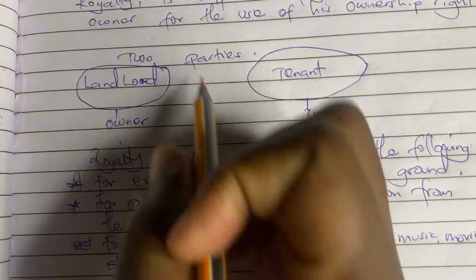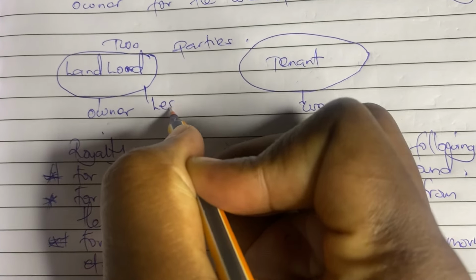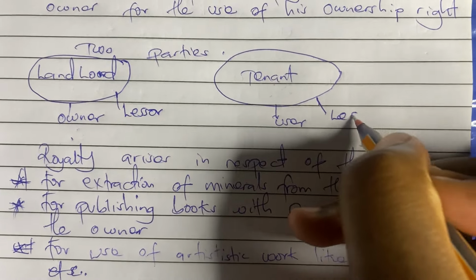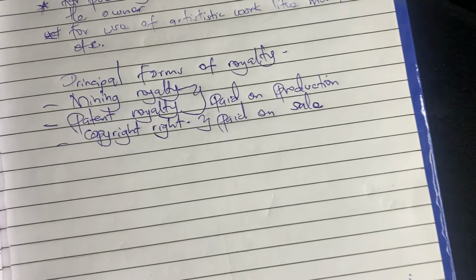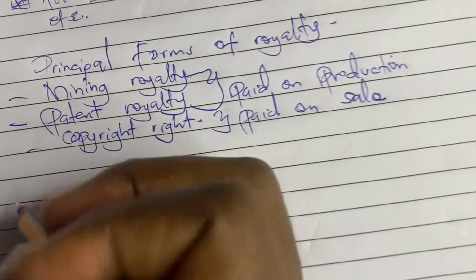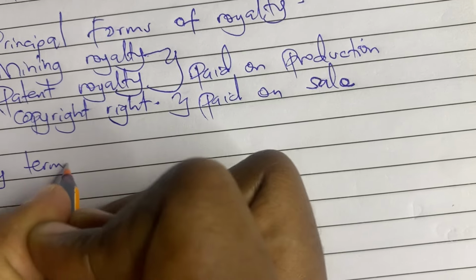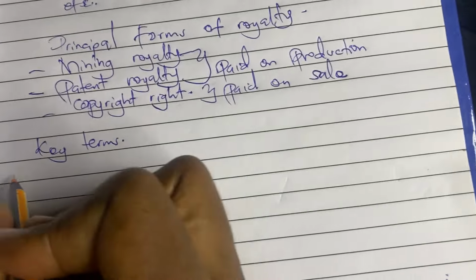These two parties, the landlord is also called the leaser, then the tenant is called the leasee. So let's look at the key terms that we shall be using when it comes to royalty.